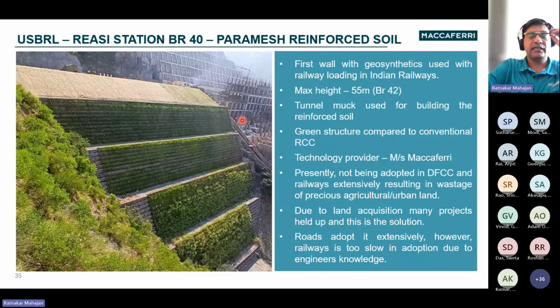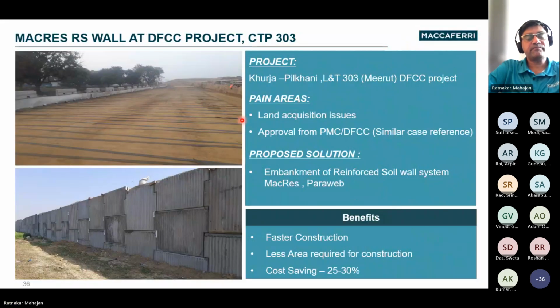In many places this kind of technology is not being used, and basically we are consuming a lot of land in terms of building the railway embankments. We can save this land, which will be useful for various other purposes like agriculture or urban use.